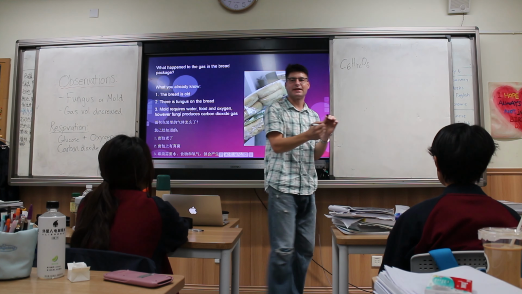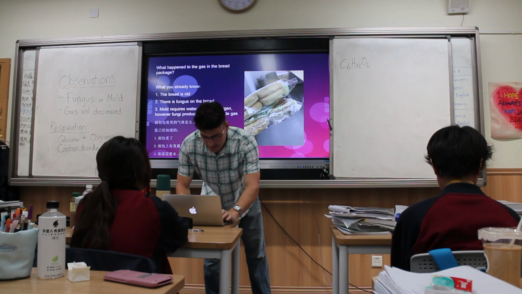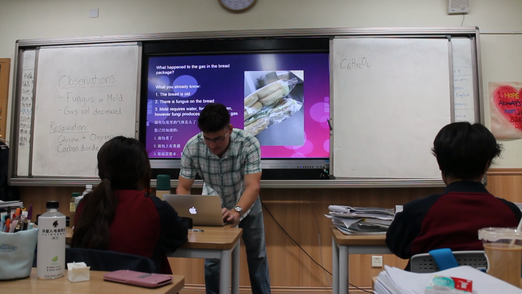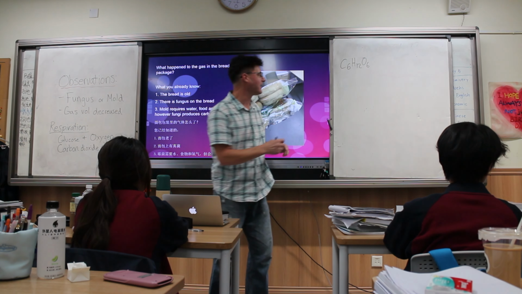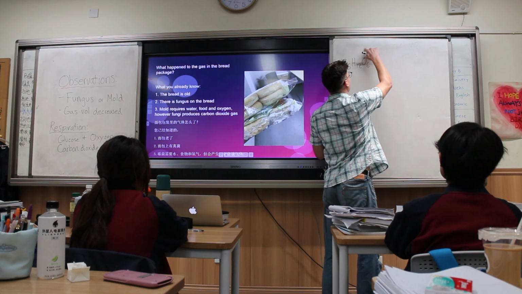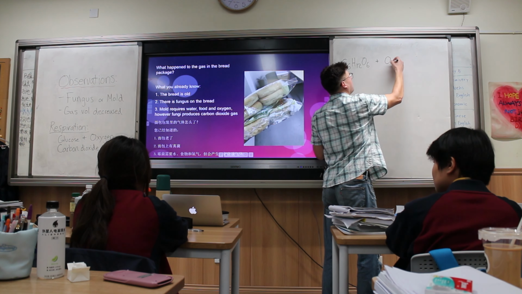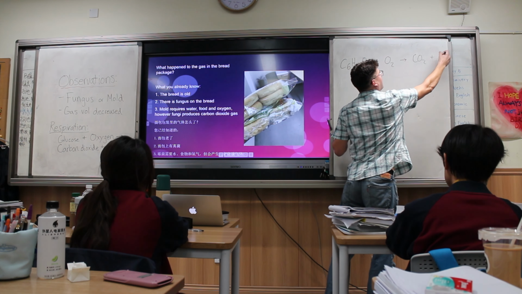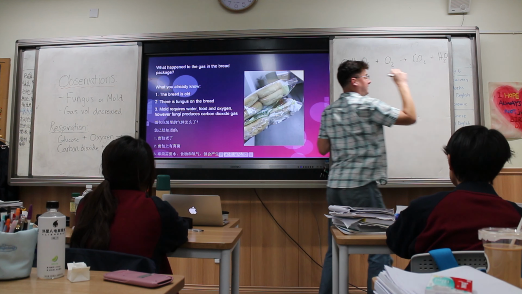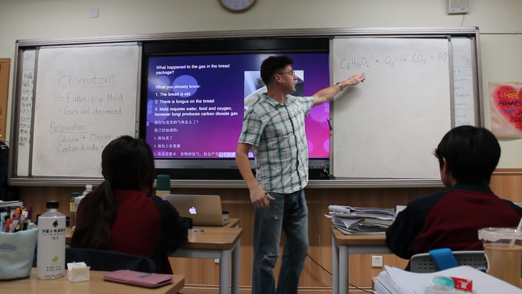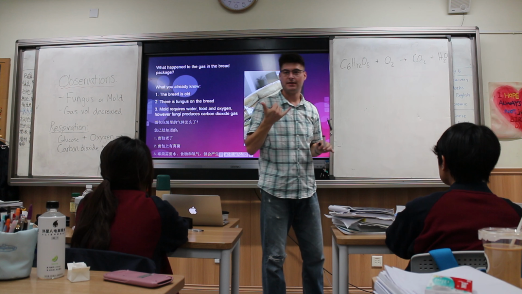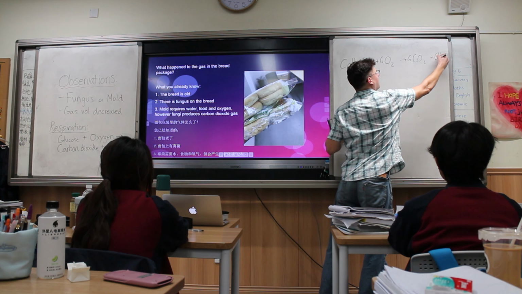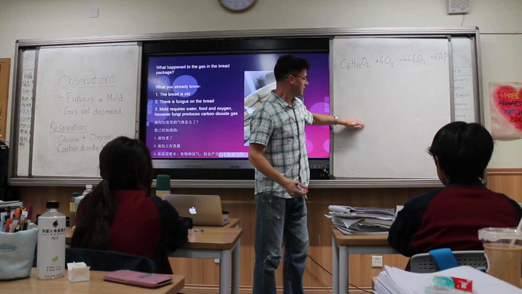C6H12O6. That's sugar. Sugar, glucose, plus oxygen, O2, equals CO2 and H2O. So balancing, it's going to be 6, 6, 6. Okay. All right.